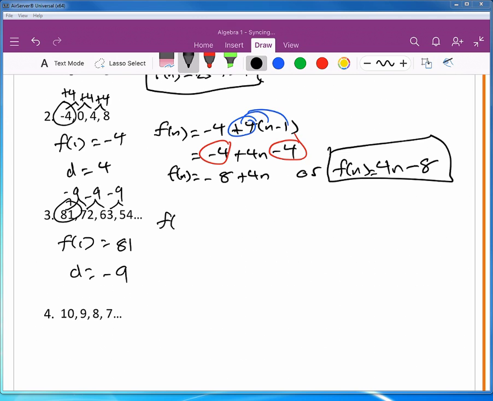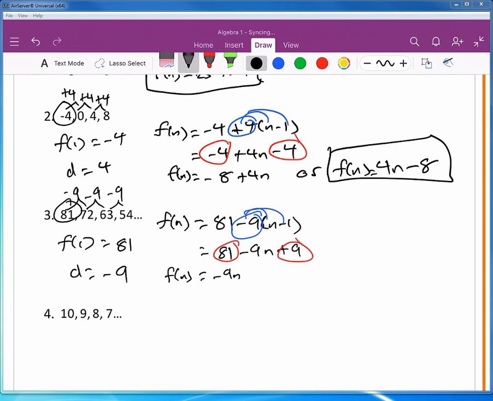All right, plug it into our equation. f of n equals 81 is our first number, minus 9 is our difference, all of that times n minus 1. Distribute, okay, because we're simplifying. So 81 stays the same. Negative 9 times n, negative 9n, negative 9 times negative 1, positive 9, and then combine like terms, 81 and 9. So right here, f of n is going to be, let's bring down the negative 9n. 81 plus 9 is 90. That would be your equation.